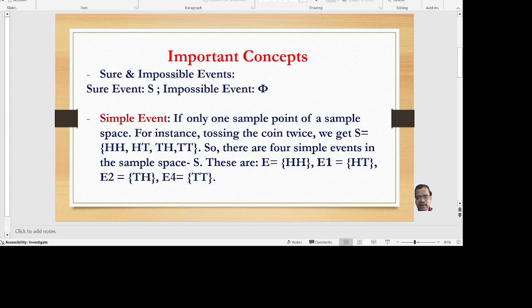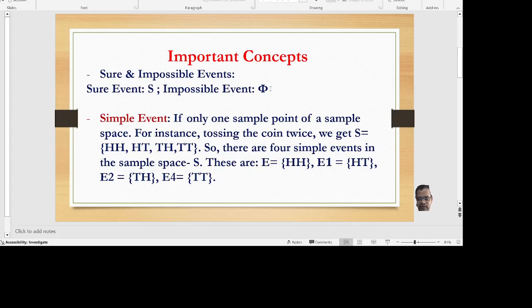because without understanding these concepts, approaching the questions will be difficult and you may not be able to solve the questions. So these concepts will make you understand the why of that problem. Once you understand why it is happening, the solution becomes easy. So these important concepts, we start with a simple one: sure and impossible event.